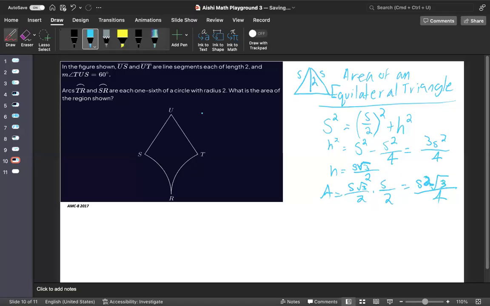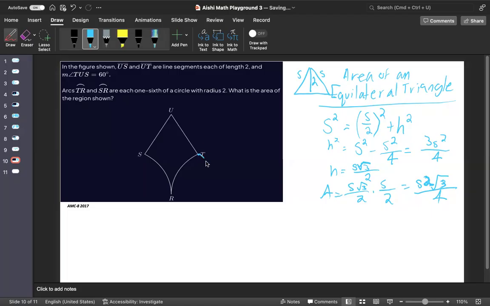Okay, our second to last question. Almost there. In the figure shown, US and UG are line segments, each of length 2, and angle TUS is equal to 60 degrees. Arcs TR and SR are each 1/6 of a circle with radius 2. What is the area of the region shown?